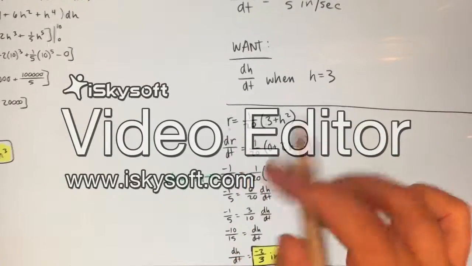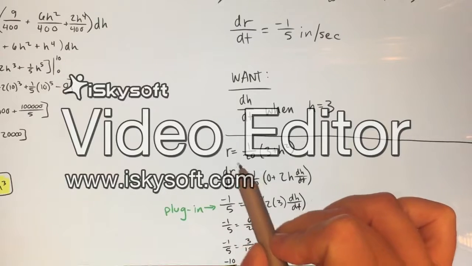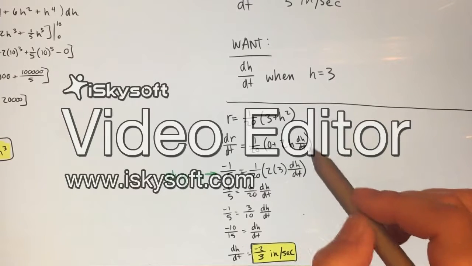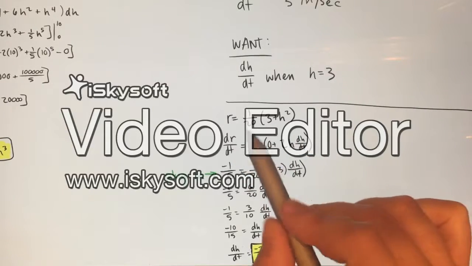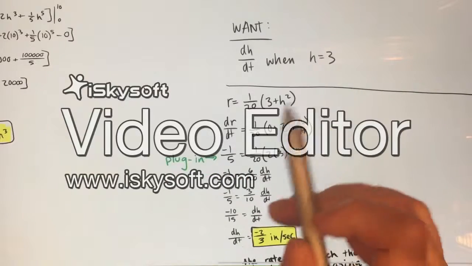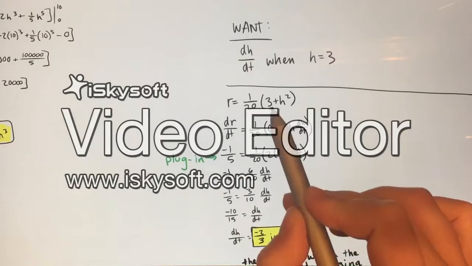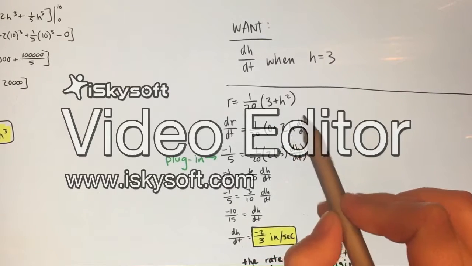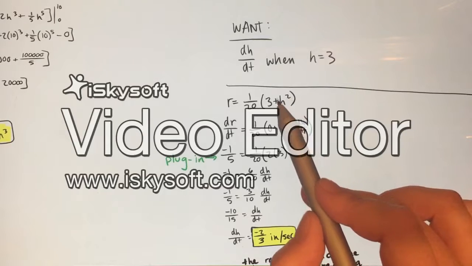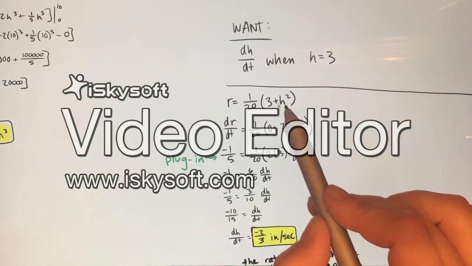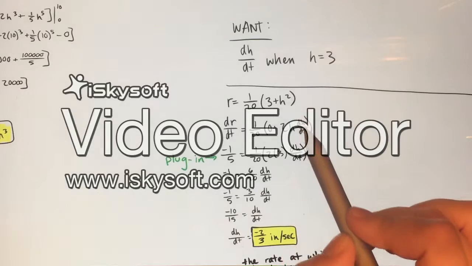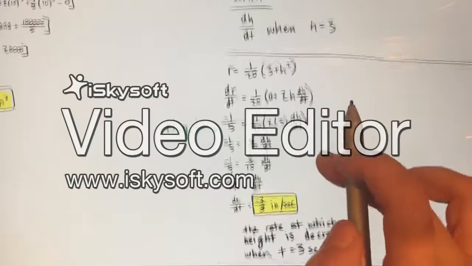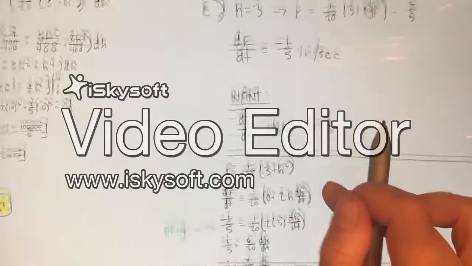So now we are going to use the radius equation. Radius equals 1/20 times the quantity 3 plus h squared. And now we want to derive this. So we get dr/dt equals 1/20 times 0, because 3 is a constant and the derivative of a constant is 0, plus 2h dh/dt. When you have a variable here, you need to multiply by dh/dt, because that is the derivative of h.